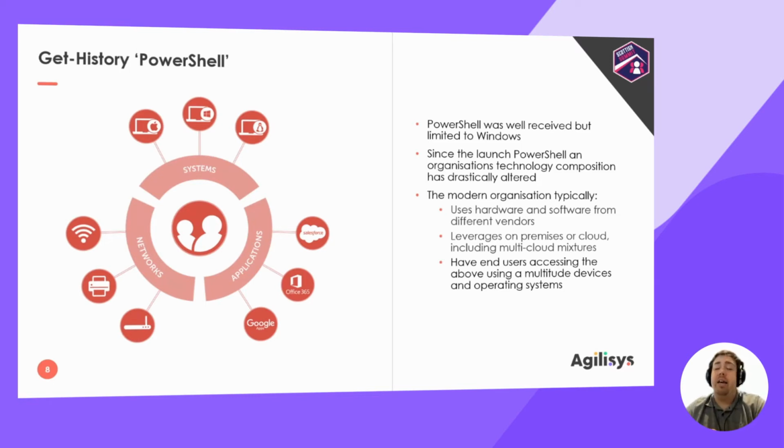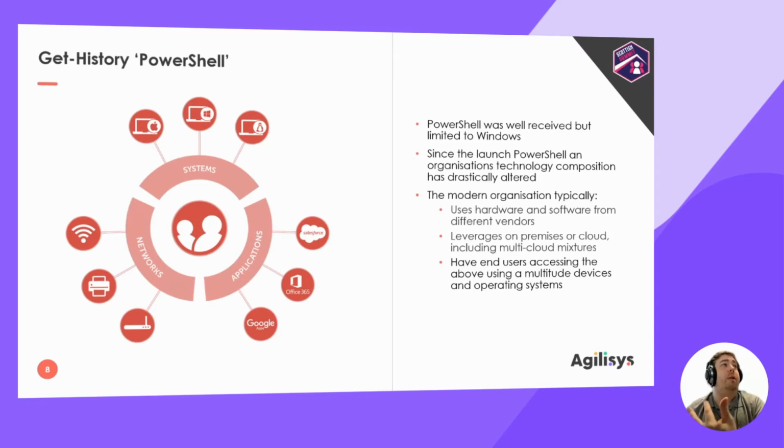I think the key thing, and again this is my take on it, I haven't got any empirical evidence to back this up, but certainly my feel for the way that IT has gone is that, since the launch of PowerShell, organizations' technology composition has altered quite drastically. I think the diagram on the left helps represent this. In the modern organization, you'll have hardware and software from different vendors. It's not typical to have one single platform throughout the whole organization across all your hardware and software vendors. In fact, I would struggle to name an organization that has that.